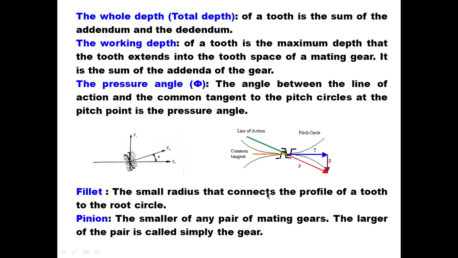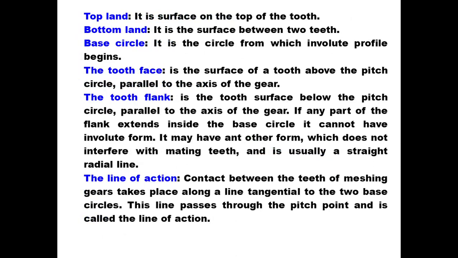Pinion is the smaller of any pair of mating gears; the larger of the pair is called simply the gear. Top land is the surface on the top of the tooth. Bottom land is the surface between the two teeth. Base circle is the circle from which the involute profile begins. The tooth face is the surface of a tooth above the pitch circle, parallel to the axis of the gear. The tooth flank is the tooth surface below the pitch circle, parallel to the axis of the gear.